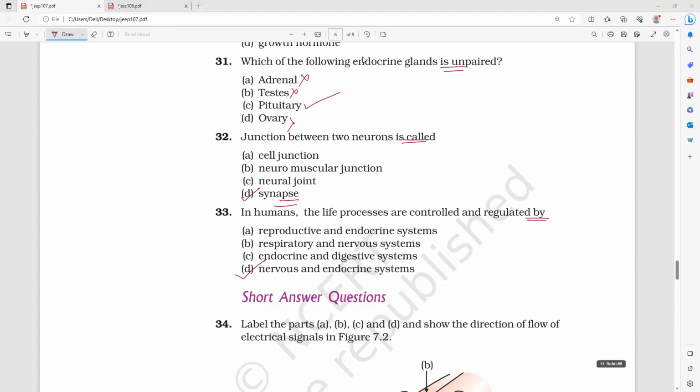The endocrine system consists of glands, which we have studied. The nervous system is of two types: the central nervous system and the peripheral nervous system. The peripheral nervous system again has two types: the autonomic and the voluntary nervous system. So our whole life process is controlled by the nervous and endocrine systems only. Let it be till here.